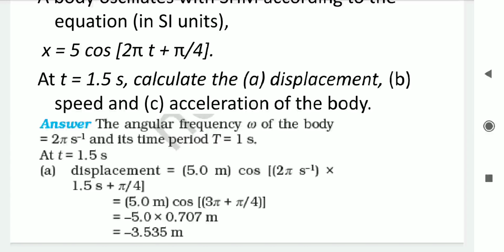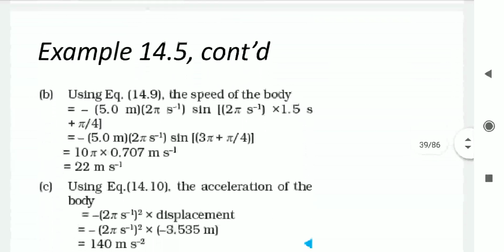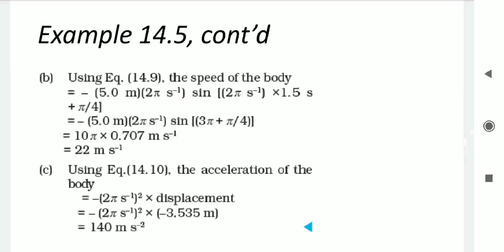Now we want to determine its velocity. So what is the equation of velocity? Minus omega a sine omega t plus phi. So minus omega, omega is given 2 pi, a is 5, sine omega means 2 pi, t means 1.5, and phi, that is pi by 4. By substituting those values and solving it, we are able to get its speed 22 meter per second.